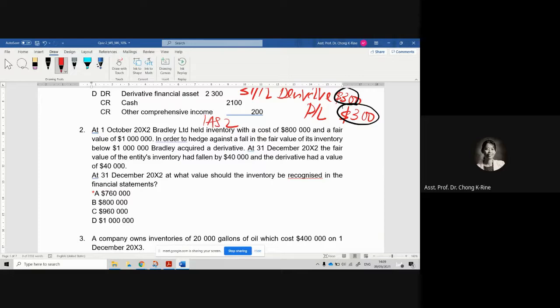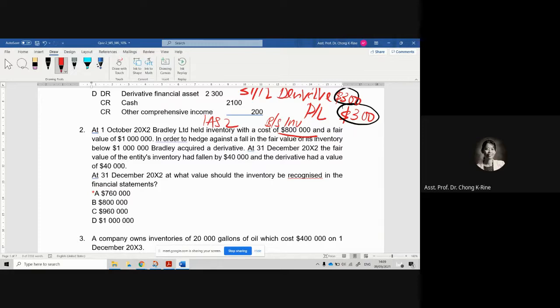So this is the lower one, right? So in our balance sheet, our inventory is 800,000, no matter what the fair value is. We cannot revalue our inventory upwards unless it is a business combination, and it will be done at consolidated level. If you don't know what I say, then never mind.